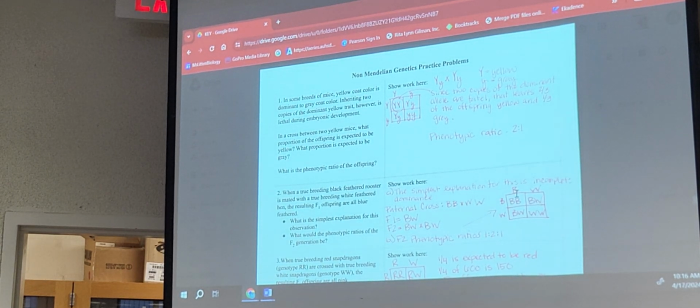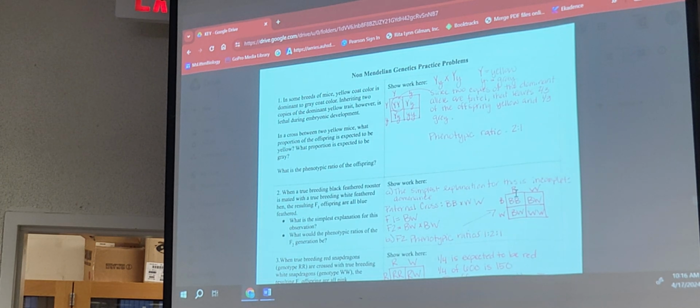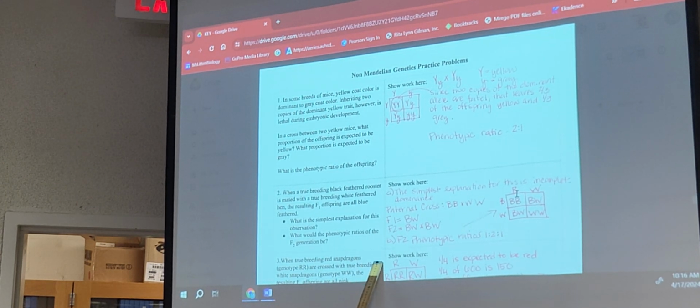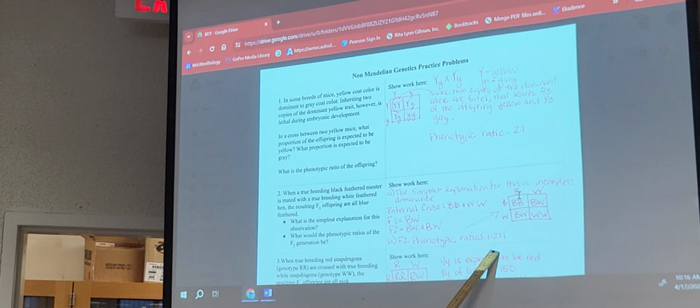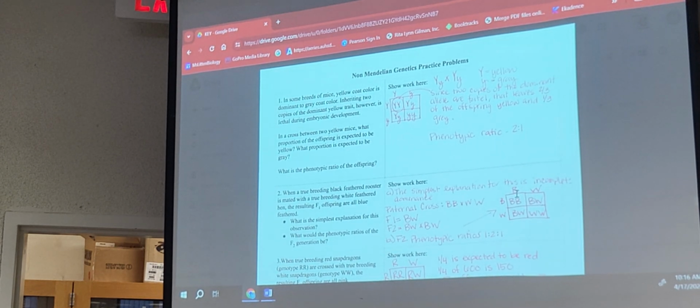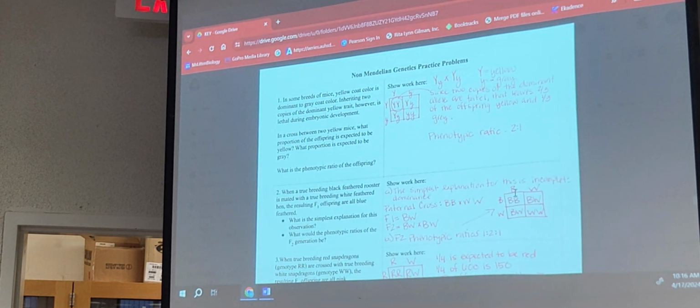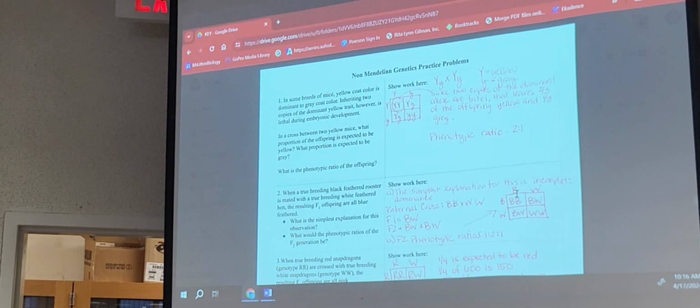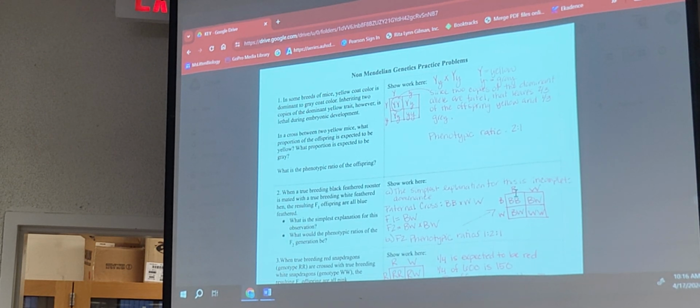Incomplete dominance. Neither trait is shown. We get a 3rd trait. What would be the phenotypic ratios of the F2 generation? We get a 1 to 2 to 1 again. 1 black, 2 blue, 1 white. Just another little Punnett square.